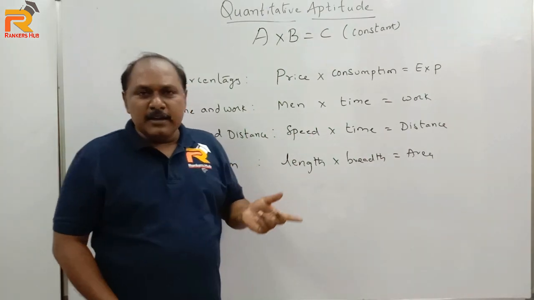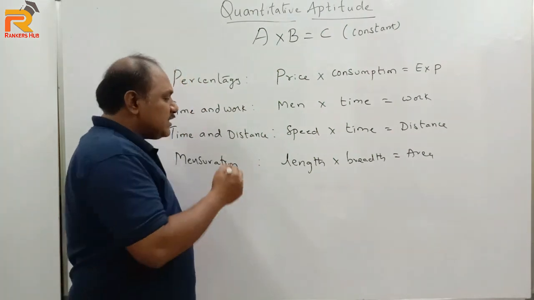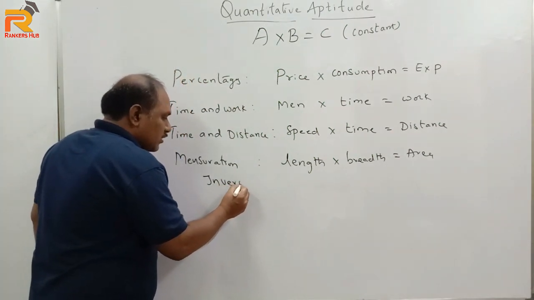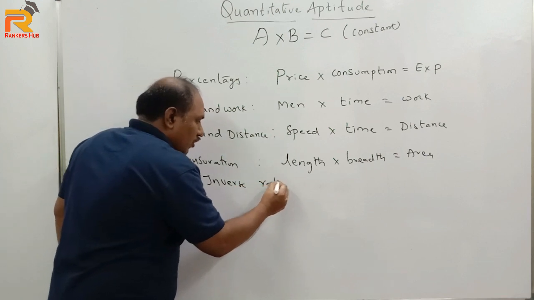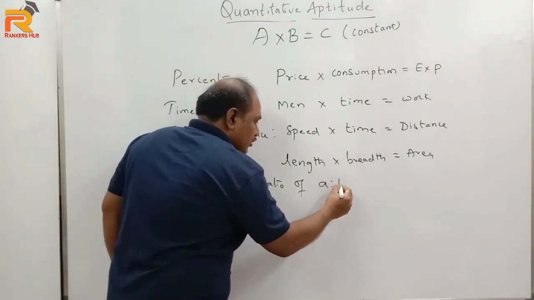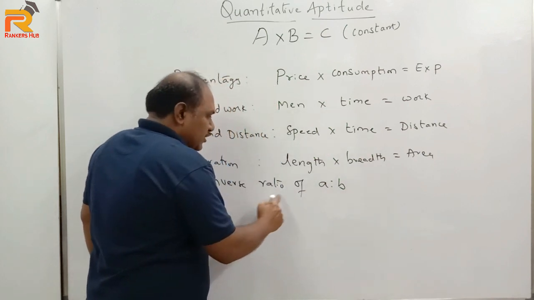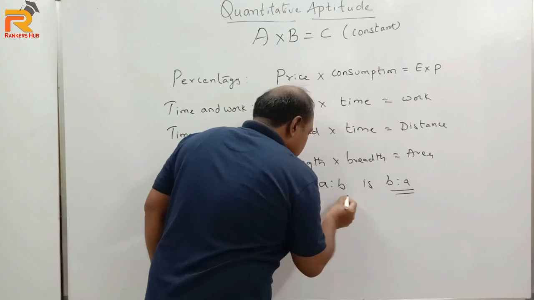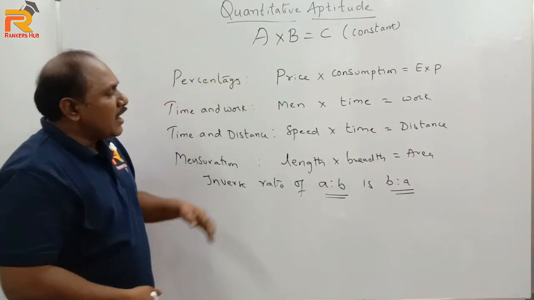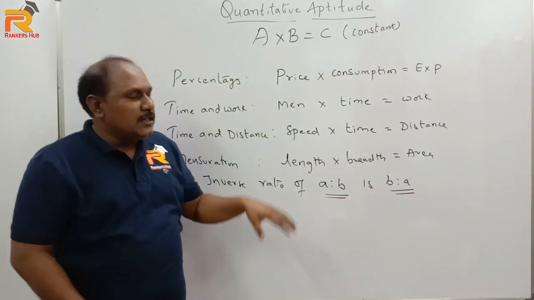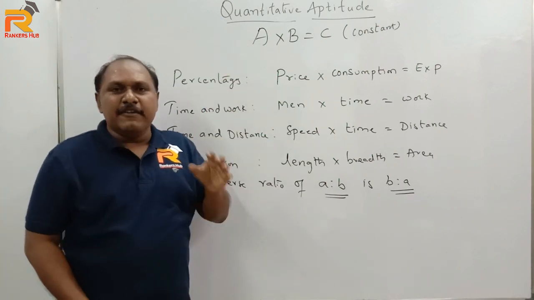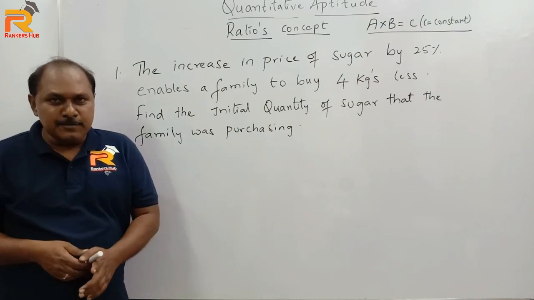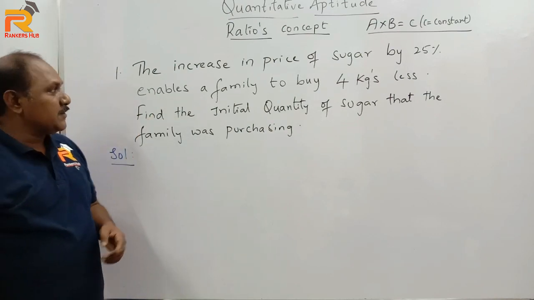Now, one more point here that we are going to learn is, what is the inverse ratio? The inverse ratio of A is to B is B is to A. Now this is a point which will help us to answer the questions in these chapters using a concept called ratios in a very simple way. Now let's start with the first problem based upon percentages.